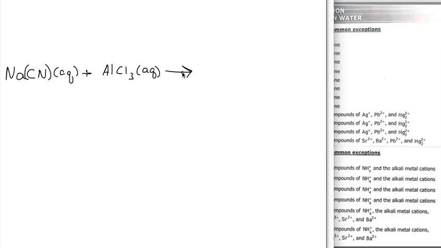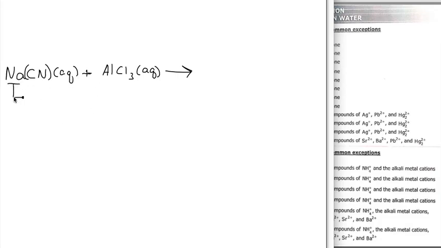So let's look at a second reaction. We have here sodium cyanide plus aluminum chloride. One thing about double replacement reactions is that both of your reactants are going to be aqueous. This will always be aqueous, this will always be aqueous in a double replacement reaction. Otherwise, you can't get the chemicals together. And so let's finish it out and let's see what happens.